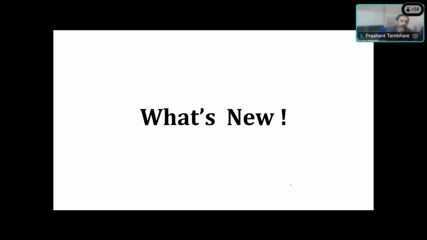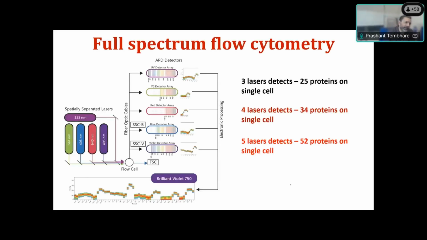Okay, so now what's new in MRD by flow cytometry? Something called full spectrum flow cytometry. This is new. What is new is that up till now we used to look at only the peak of a fluorochrome. That means any fluorochrome will show this type of fluorescence. So in conventional flow cytometry, we were only measuring the peak of the fluorochrome. The rest of the fluorescence was not measured.